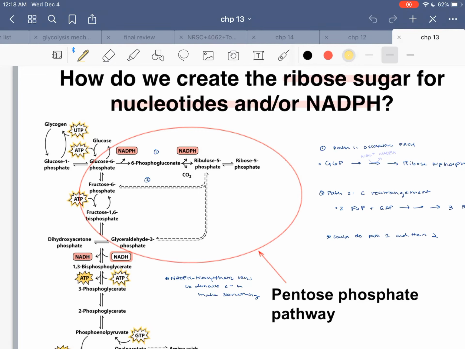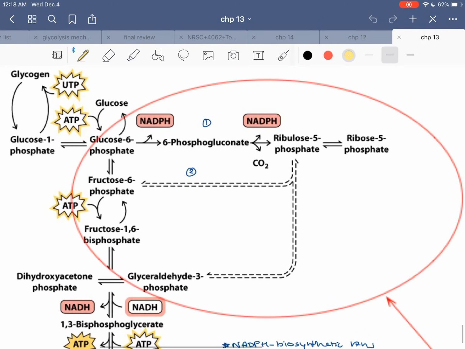So in this video, we're going to briefly go over the pentose phosphate pathway. For the pentose phosphate pathway, there's two possible pathways that we can take. Both of them are going to be starting with glucose, going to glucose 6-phosphate. Both of them include glucose 6-phosphate.